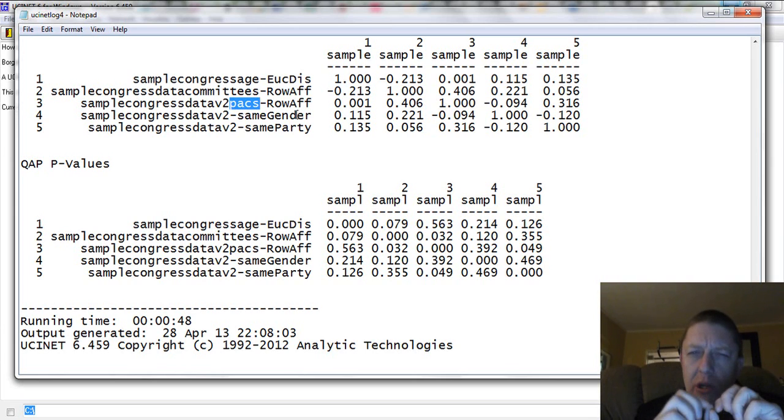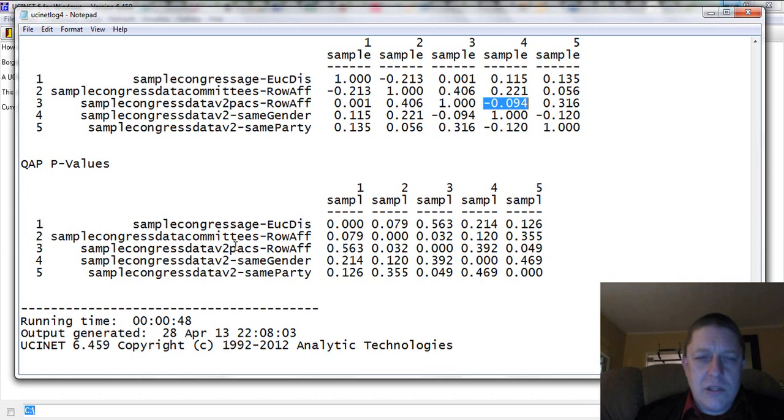But second, and really importantly, look at the size of that correlation. It's kind of small. Is it statistically significant? To find out, let's head down to the bottom. This is the correlation we're talking about. The corresponding row for PACs and column number 4, oh, there's the p-value. It's the corresponding cell in the table, and that's 0.392.